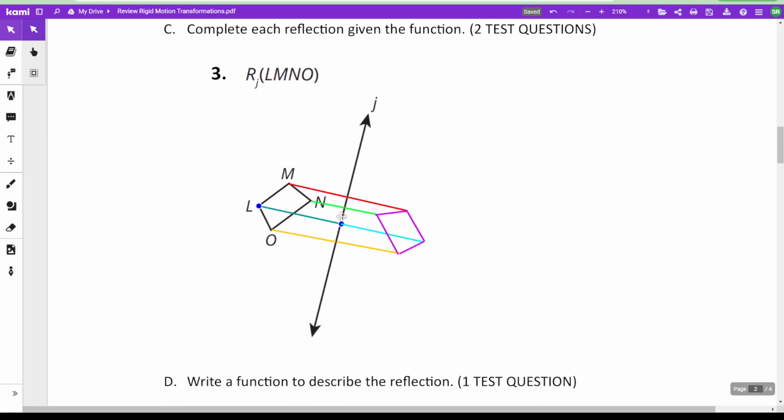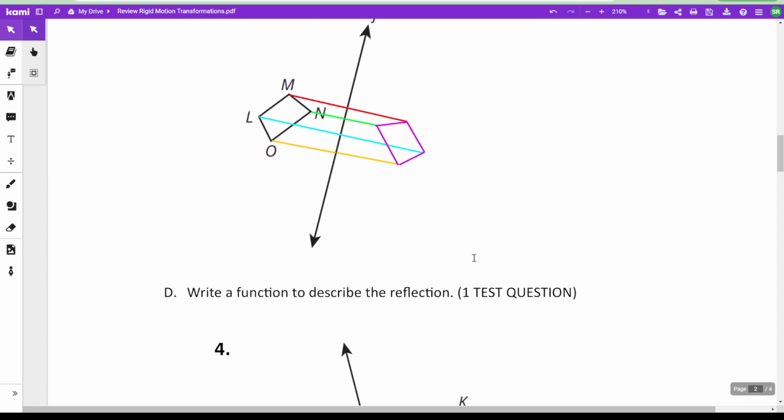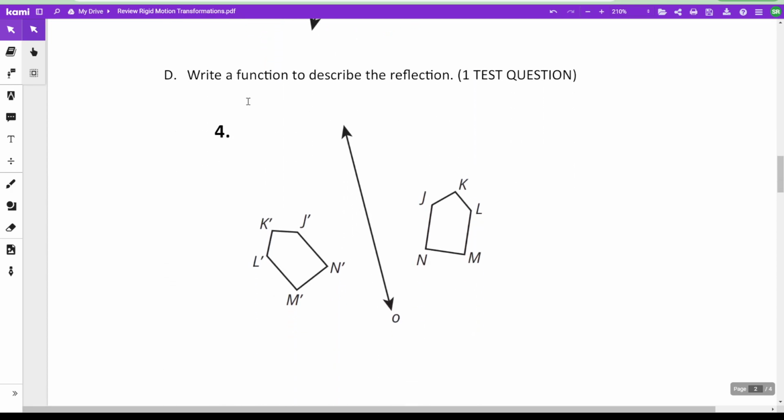All right, so as you can see, the purple figure here is a reflection of LMNO. In other words, it looks like it flipped over this line, or is the mirror image of LMNO over this line. Okay, so continuing on.